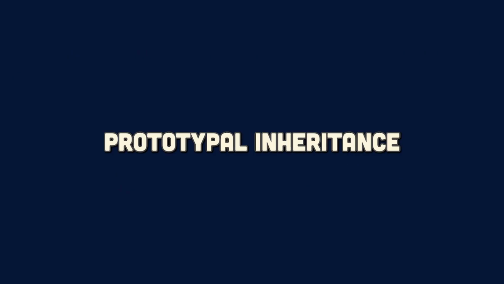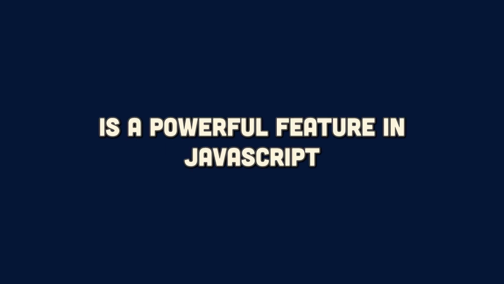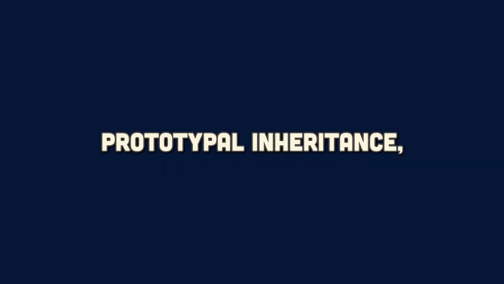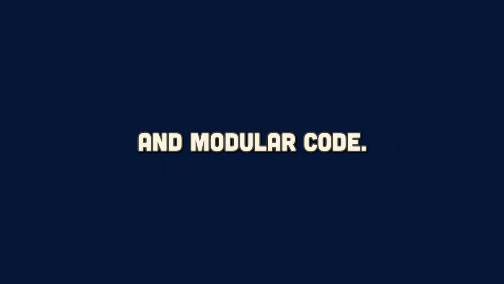To recap, prototypal inheritance is a powerful feature in JavaScript that allows objects to inherit properties and methods from other objects. It forms the foundation of object-oriented programming in JavaScript. By understanding prototypal inheritance, you can write more efficient and modular code.